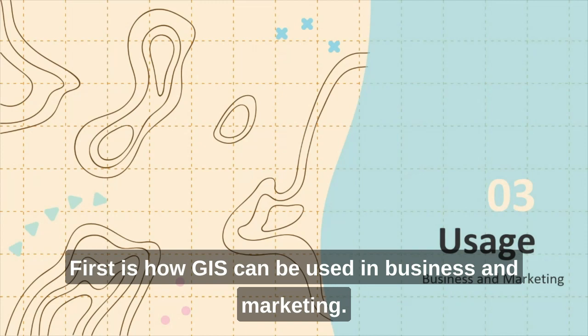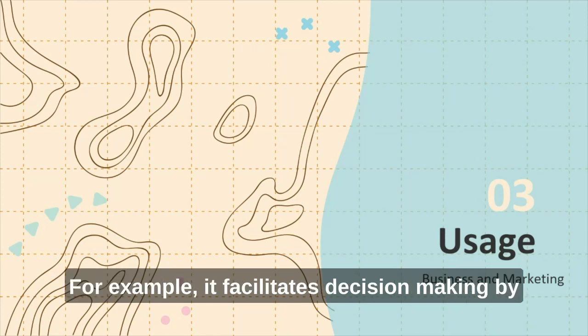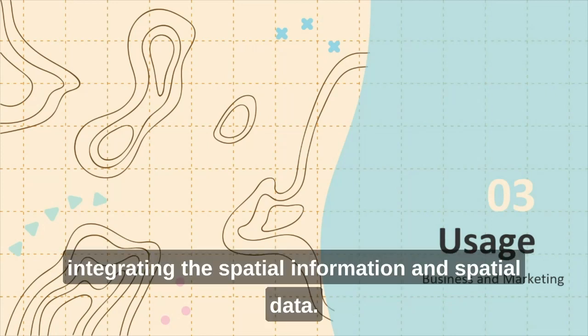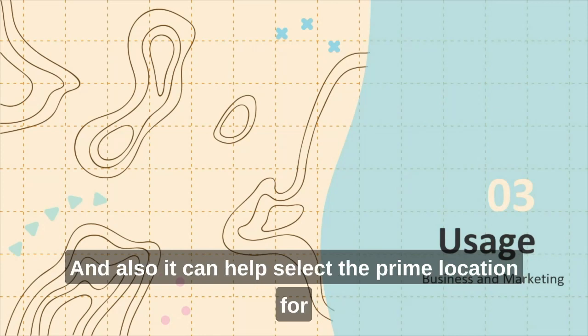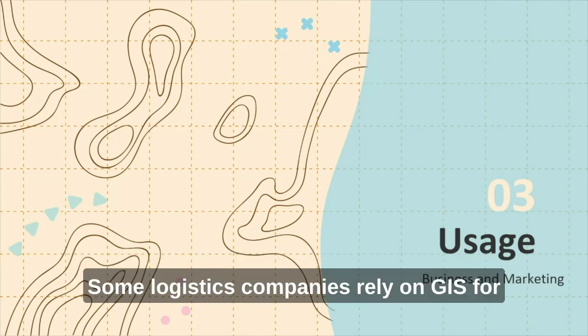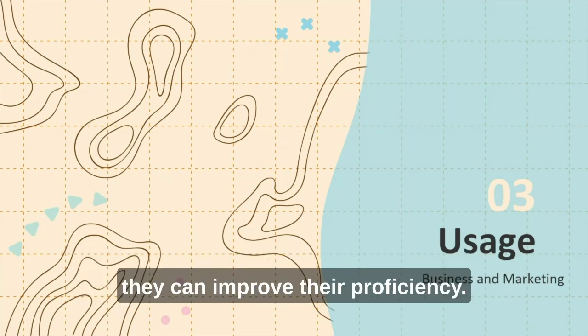First is how GIS can be used in business and marketing. It is an essential tool in this area. For example, it facilitates decision making by integrating spatial information and spatial data, and it can also help select the prime location for a new facility and understand the market need and demand. Some logistics companies rely on GIS for route optimization and fleet management, so they can improve their efficiency.